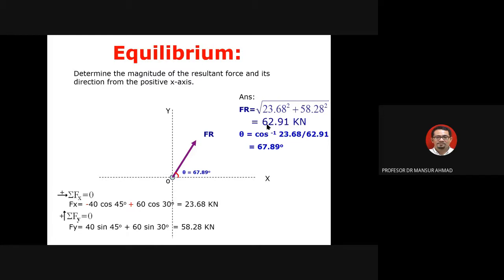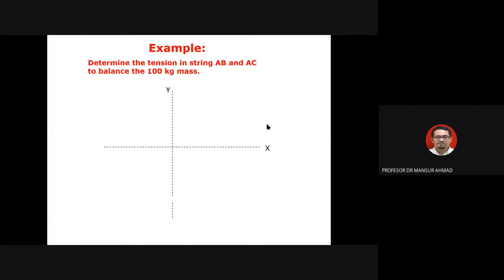Okay, let's look at this example. Again, this is a bit different. I want to determine the tension in string AB and string AC to balance the 100 kilogram mass. Remember, I put it as mass. So every time you have a number of mass, you need to convert that into Newton because you are on Earth now. Take into consideration the gravitational pull.